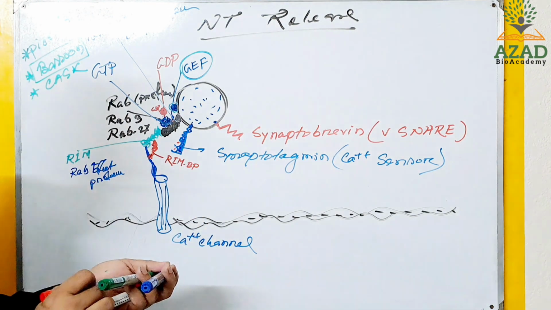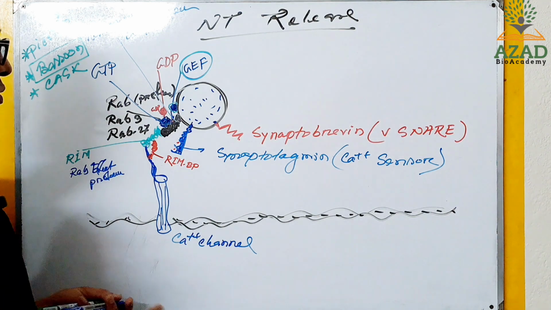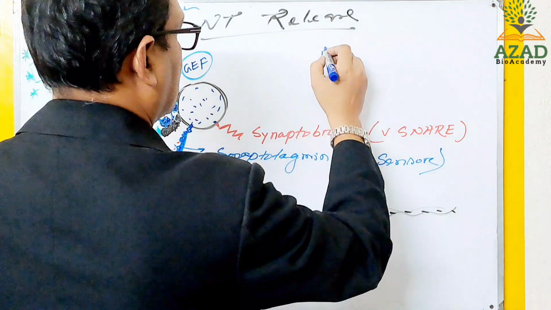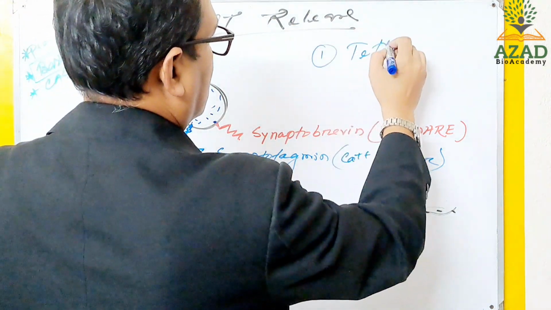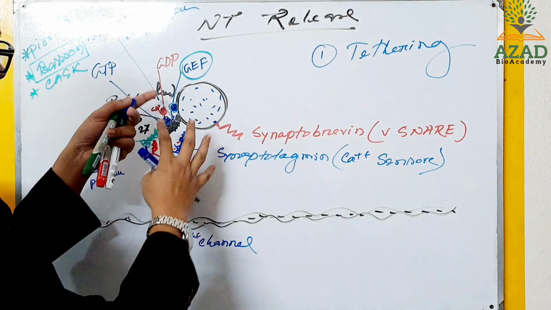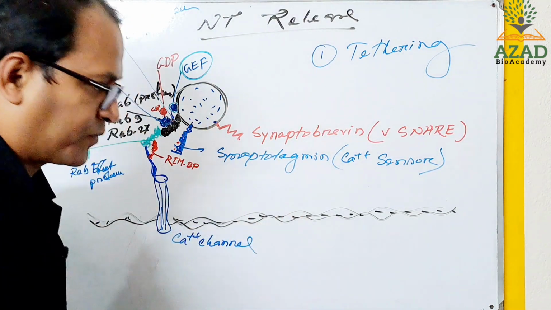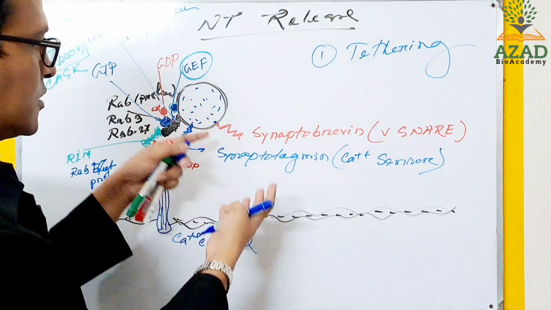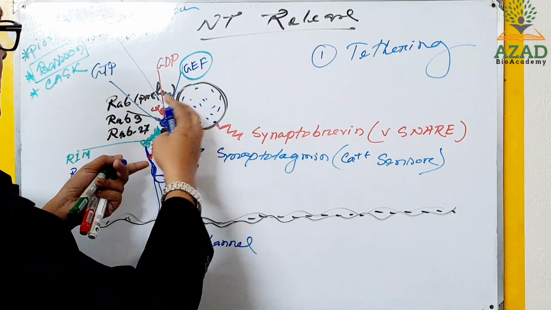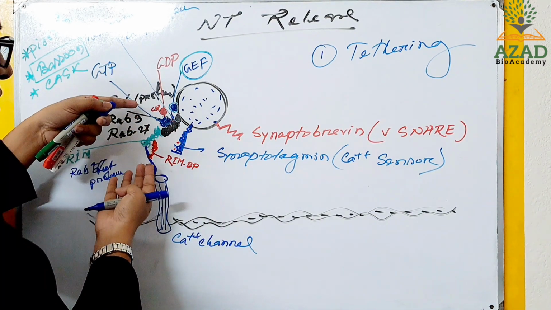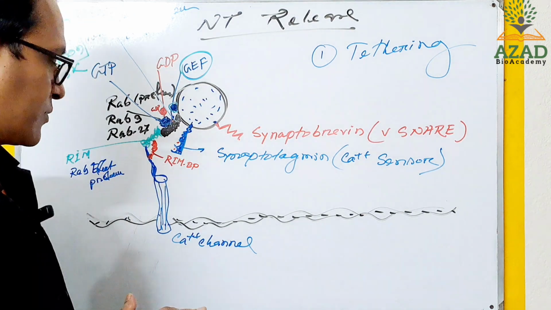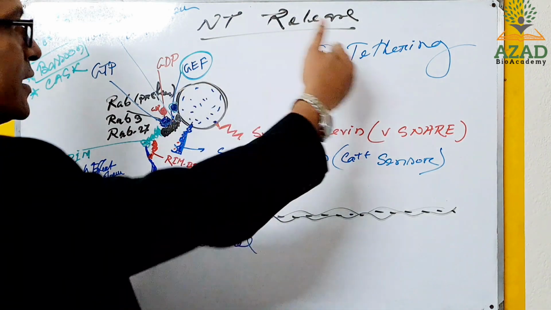RIM binding protein. Okay. Now this event is done. This event is tethering. There is no connection with other molecules or factors with the membrane. They are just making connection with the scaffolding protein and calcium channel. Okay, now we are going to the details of the next step.